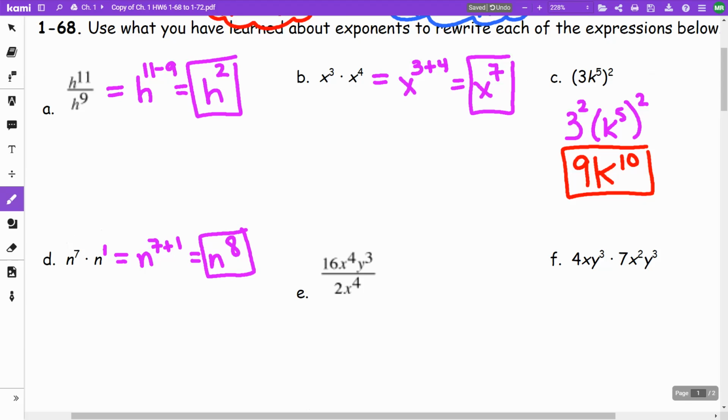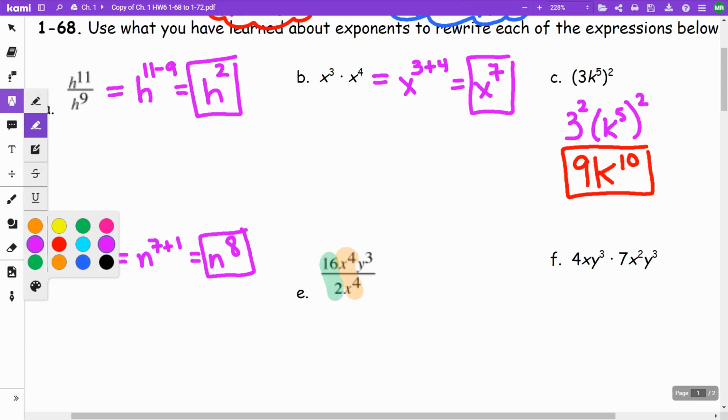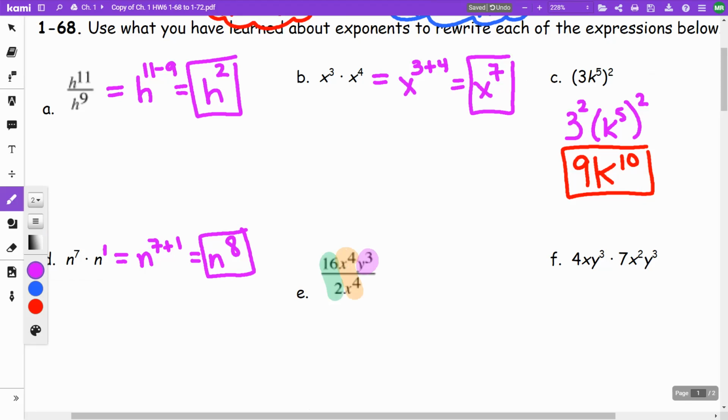On number 2, I'm going to be paying attention to different pieces of this. My 16 over 2, my x to the 4th over x to the 4th, and then my y to the 3rd. When I have 16 over 2, that is 16 divided by 2, that's going to be an 8. My x to the 4th over x to the 4th, those are going to cancel each other out. And I'm going to be left with y to the 3rd. So I'm going to get 8 y to the 3rd.